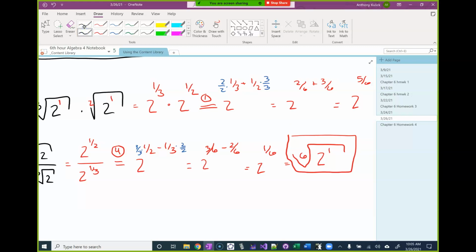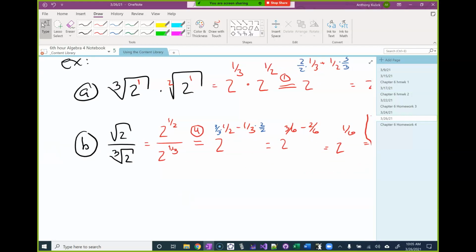Everybody okay there? What's a little bit more complicated is if we had done the opposite, or the reciprocal, I should say, and tried doing the cube root of 2 divided by the square root of 2. So let's do that one.